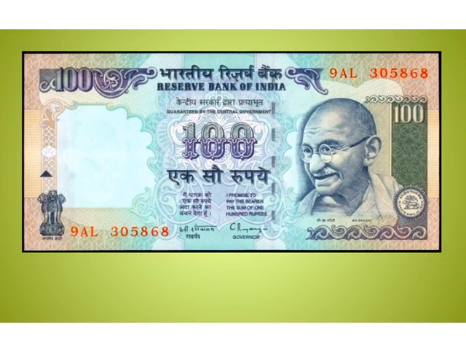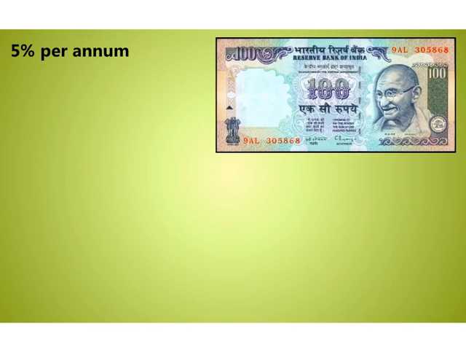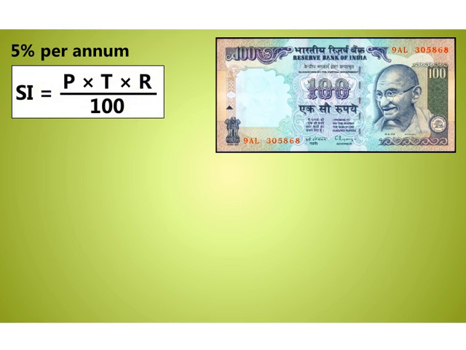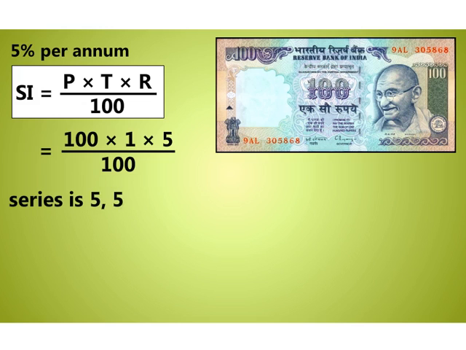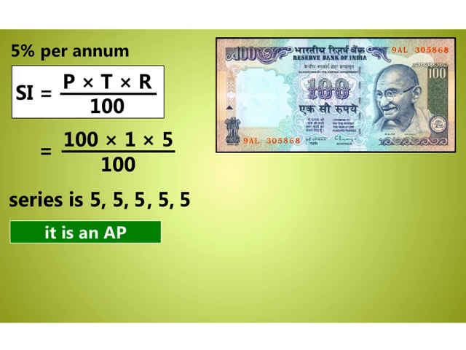What is the simple interest earned on Rs 100 every year at the rate of 5% per annum for 5 years? We know simple interest is given by P × T × R / 100. Substituting the known values and simplifying, we get 100 × 1 × 5 / 100, which is equal to Rs 5. Here, Rs 5 is the interest earned every year. So the series is 5, 5, 5, and the common difference between any two terms is 0. So it is an AP.